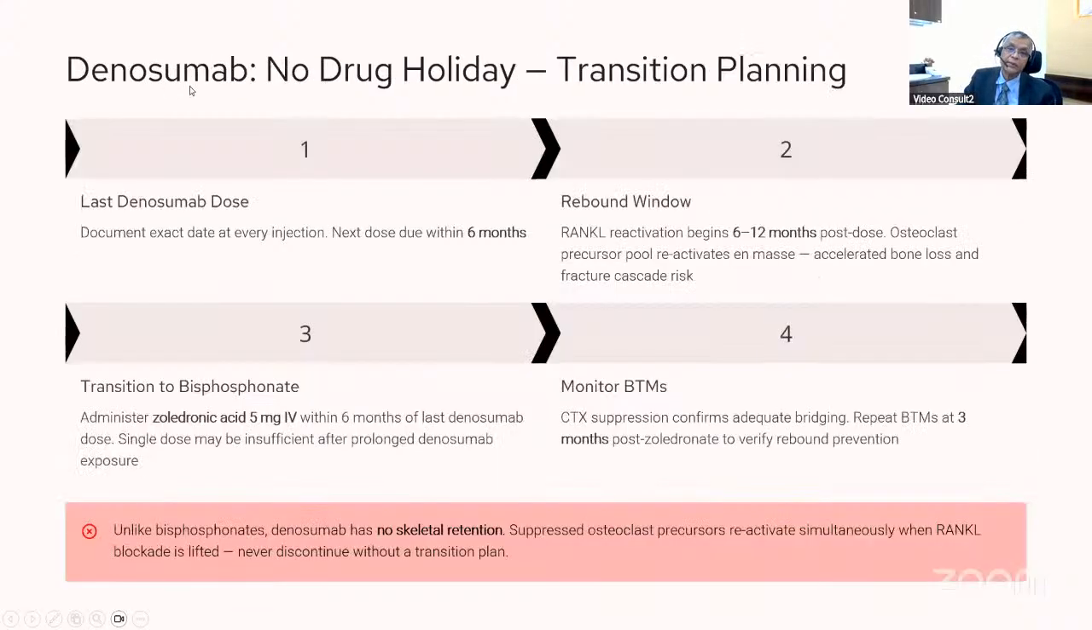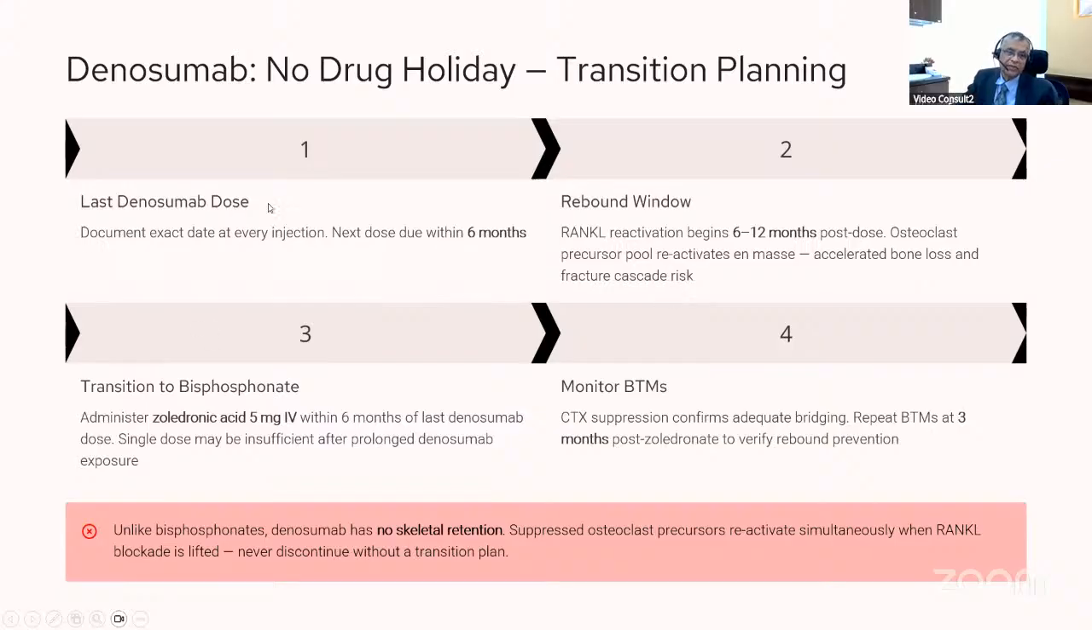So, denosumab: there is no drug holiday. There is only a transition plan. Note the last dose of denosumab, exact date at every injection. Next dose due within the next 6 months. Rebound RANK reactivation begins 6 to 12 months post dose. So if you have stopped the dose at 6 months, you will find the fractures coming only after the next 6 months. So you will have to give it every 6 months. That is the basis of giving denosumab every 6 months. Osteoclast precursors reactivate en masse. Accelerated bone loss and a fracture cascade will occur.